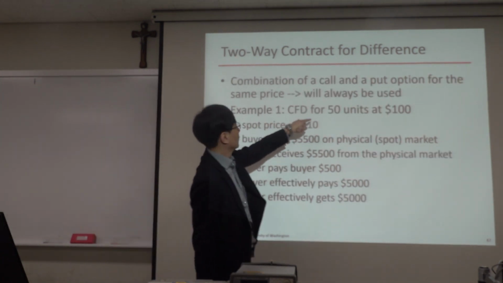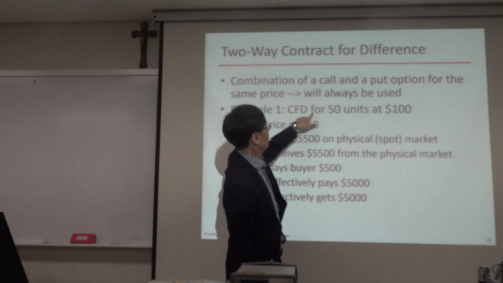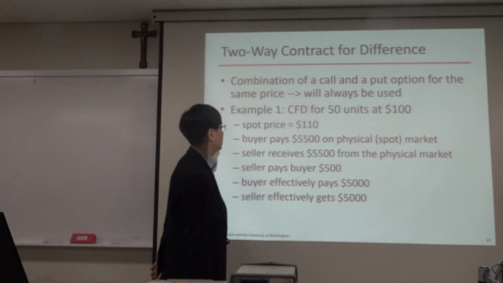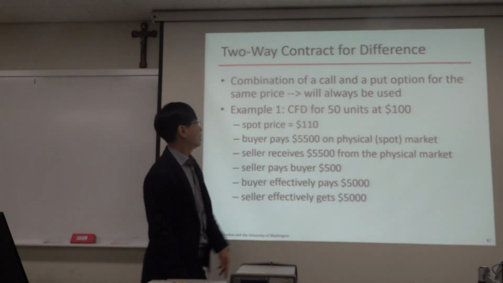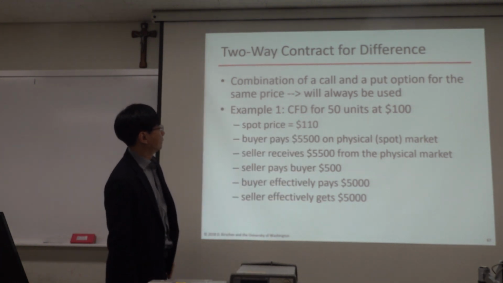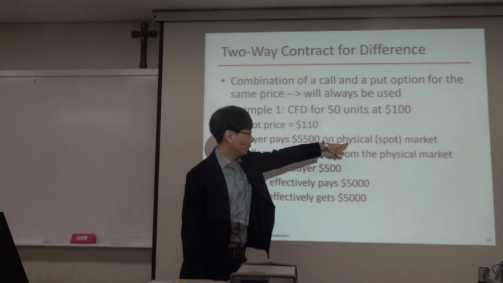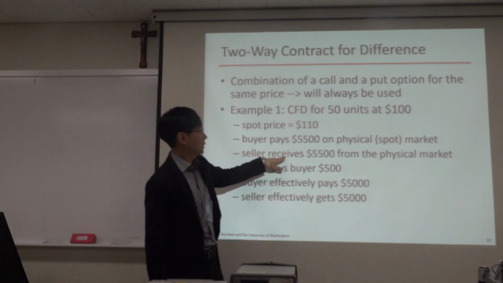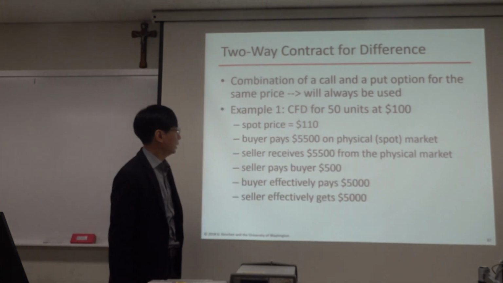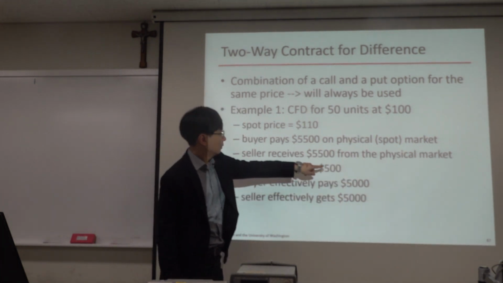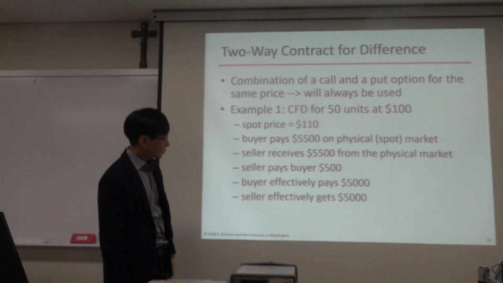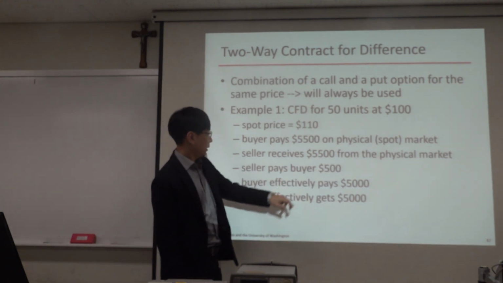Example 1. Contract for difference, 50 units at $100. The spot price is the same, 110. Then the buyer pays this much on the physical spot market, the seller receives this much in the physical market, and the seller pays $500 to the buyer.